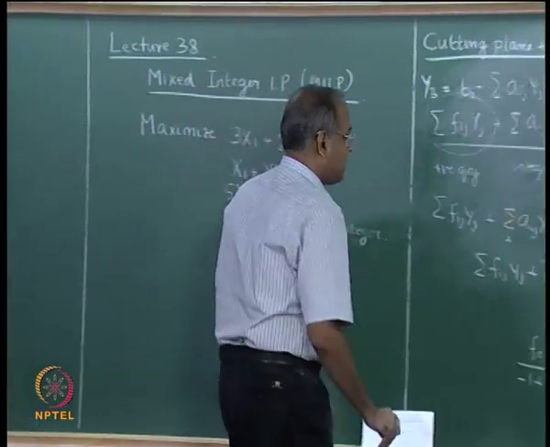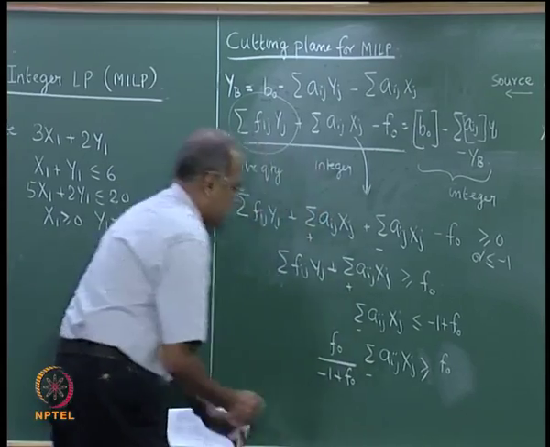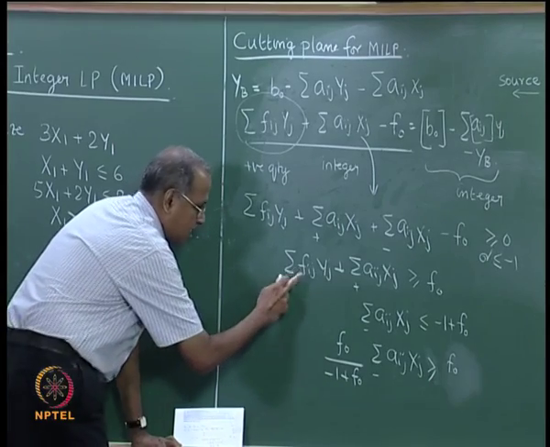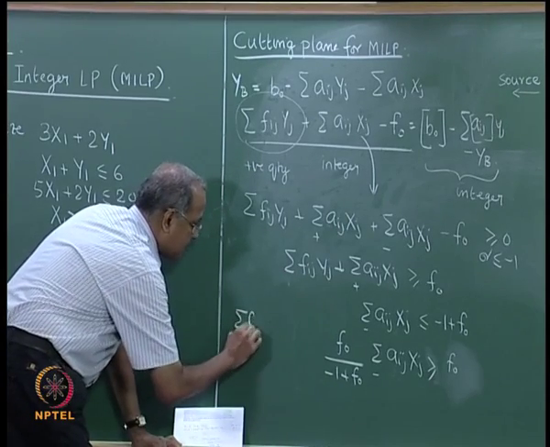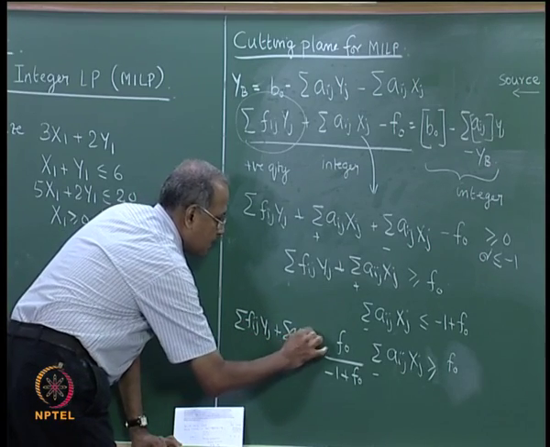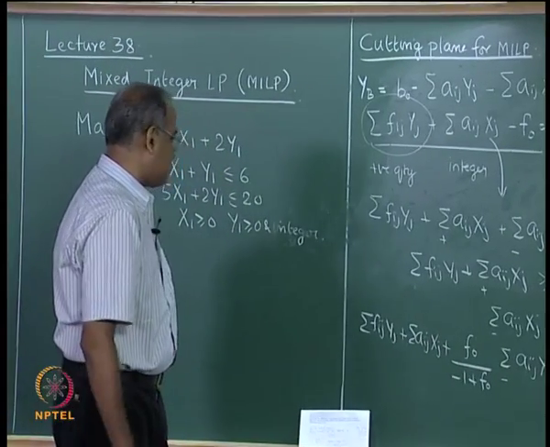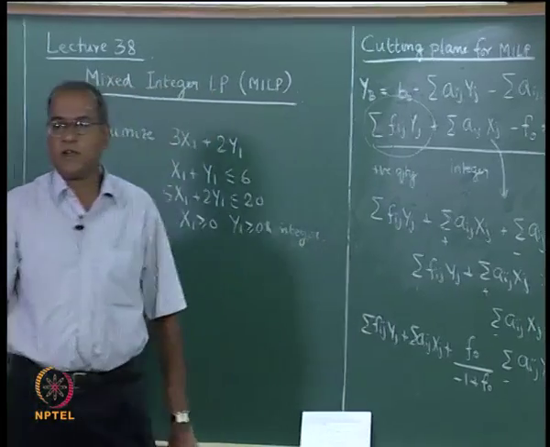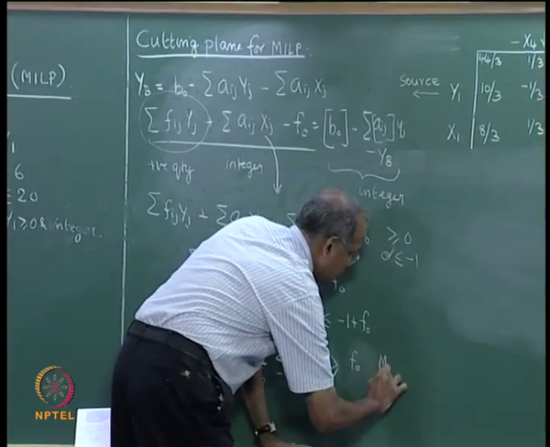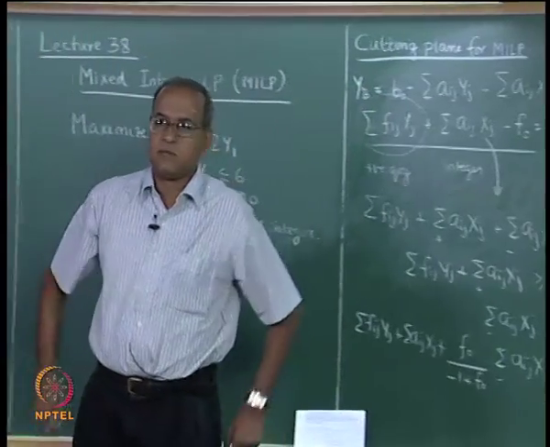So, the general MILP cut will now become sigma Fij. So, I am just adding this term here. So, the final cut will become sigma Fij Yj plus sigma Aij Xj plus f naught by minus 1 plus f naught is greater than or equal to f naught. So, I am adding all of them. So, this is called an MILP cut.